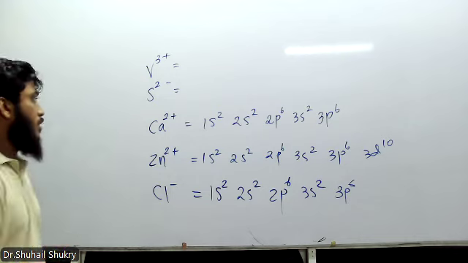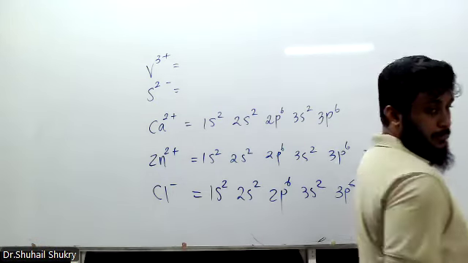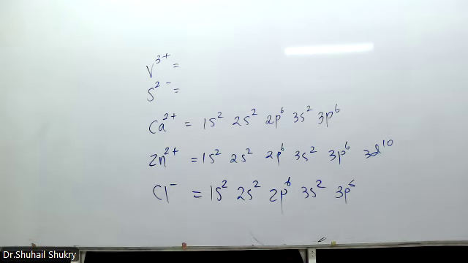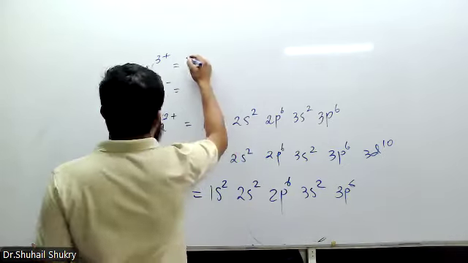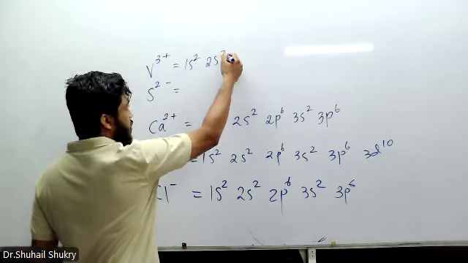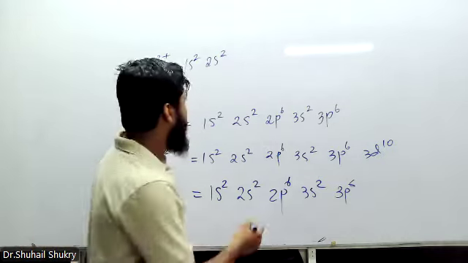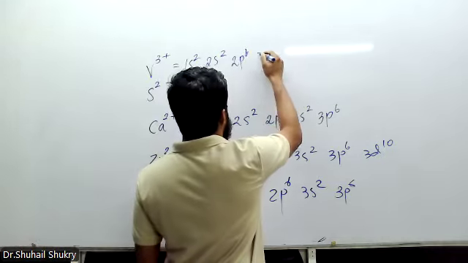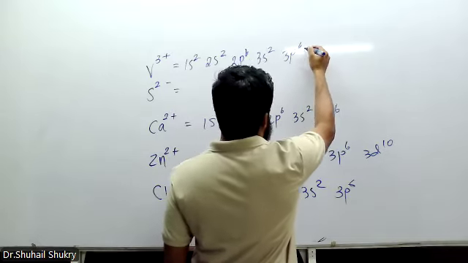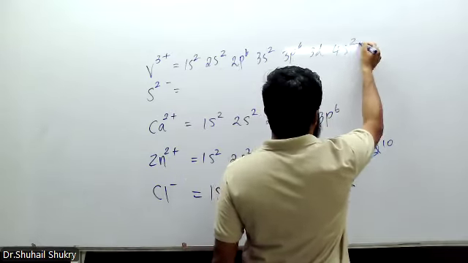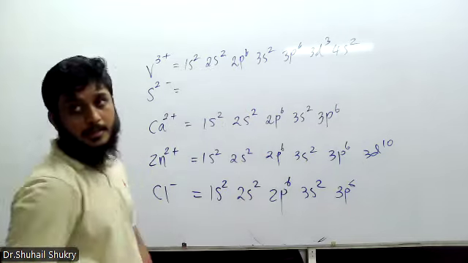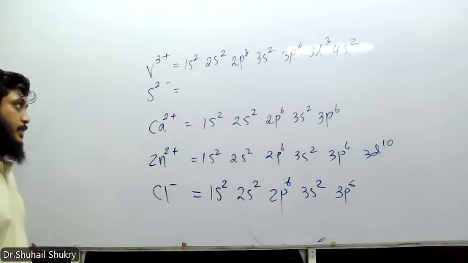Okay. What is the atomic number of vanadium? 23. Vanadium is 23. So how will you write this 23? 1s2, 2s2, 2p6, 3s2, 3p6. First of all, it gets the 3d3. Right? This is the electronic configuration of an atom.